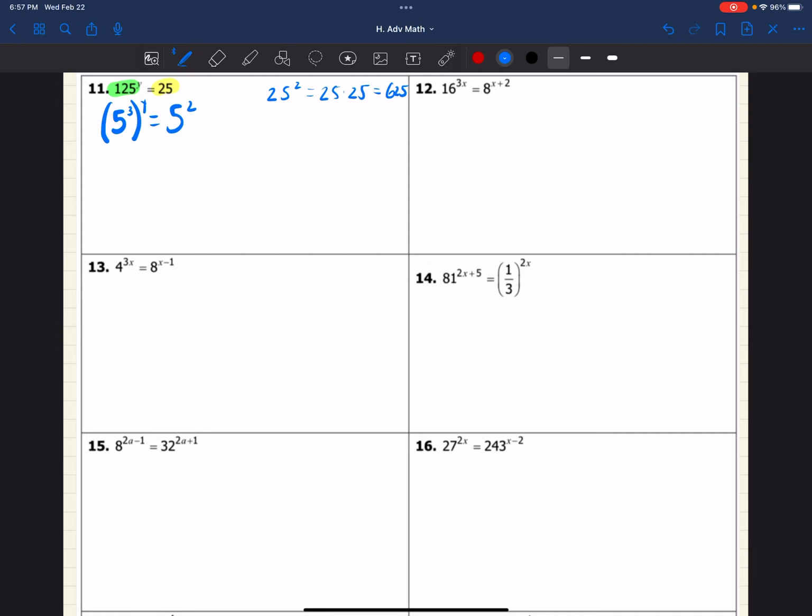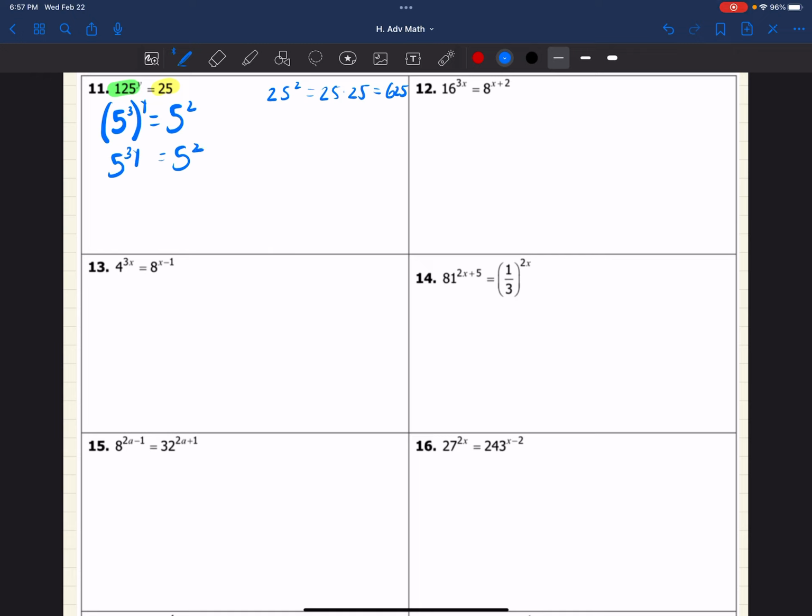And then now on the left-hand side, you need to use your exponent rules. You have a power to a power. What do you do when you have a power to a power? Remember, you need to multiply. Now you do not add. Now you multiply. So this will give you 5 to the 3y is equal to 5 squared.